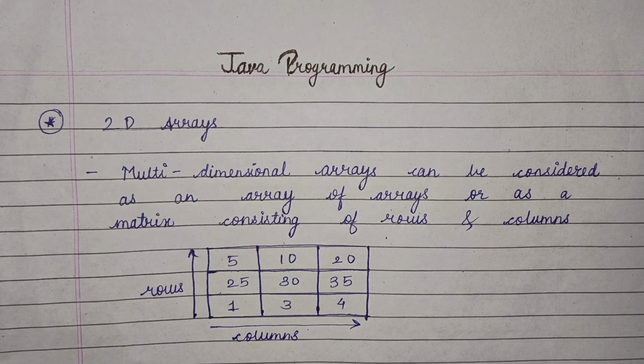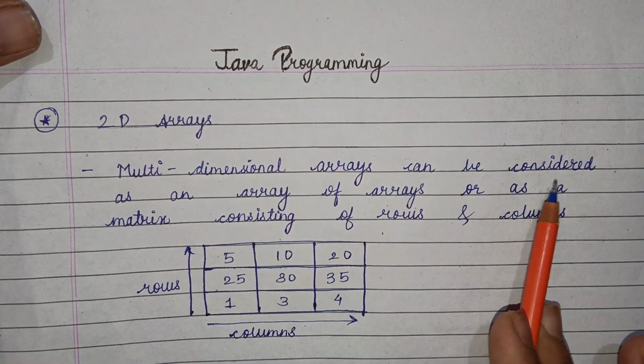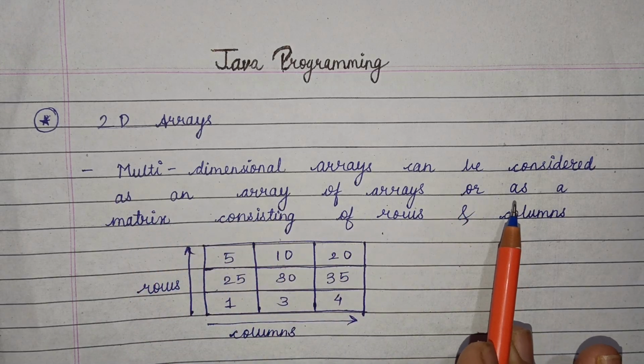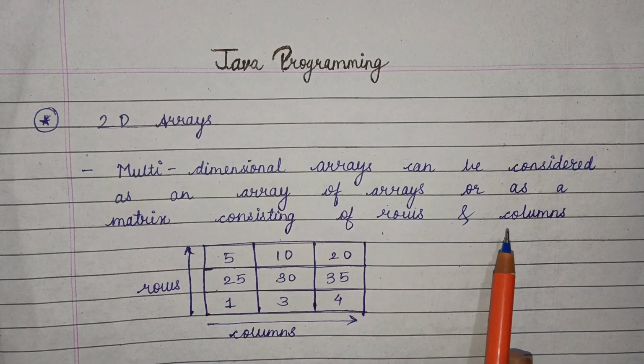In today's video we are going to see 2D arrays. A 2D array is a type of array, and it is called a two-dimensional array or multi-dimensional array. A multi-dimensional array can be considered as an array of arrays or as a matrix consisting of rows and columns.